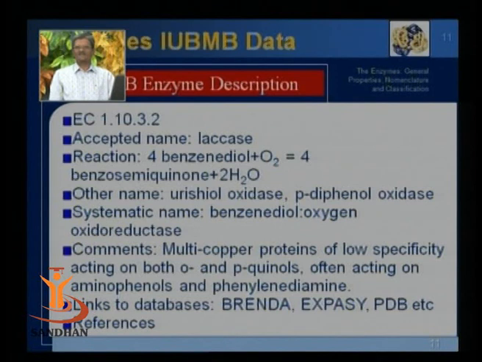Additional comments are also listed at the end of the systematic name, which say that this is a multi-copper enzyme with low specificity. That means the enzyme can recognize a number of different phenolic substrates, whether ortho or para types of quinols, and the enzyme makes no distinction among these compounds because it has low substrate specificity. Another line gives direct links to different protein databases through which additional information can be derived, like BRENDA, ExPASy and PDB, the Protein Data Bank.